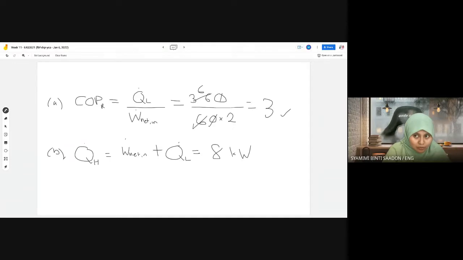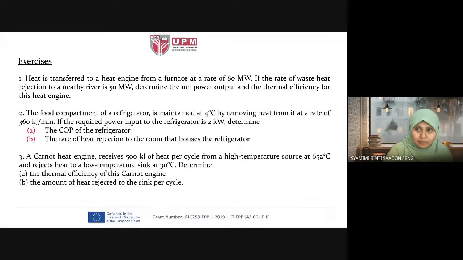Kilojoule per second, 40 over 6. That's right. Okay, that is for the second one. If we still have time, maybe we can proceed with the third question. We have time. It's 11:37.